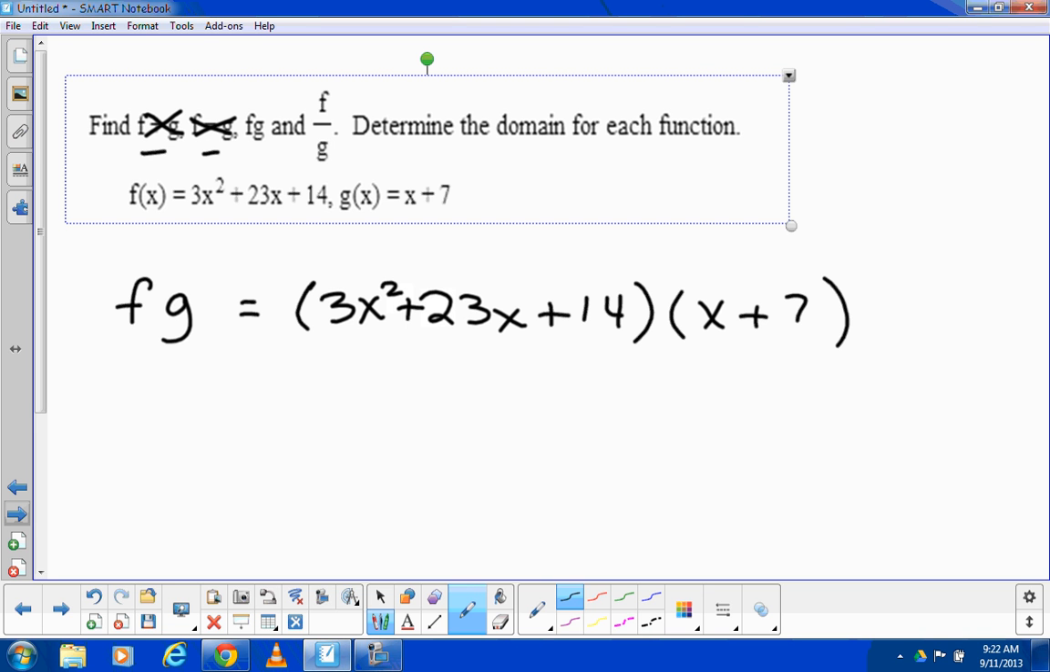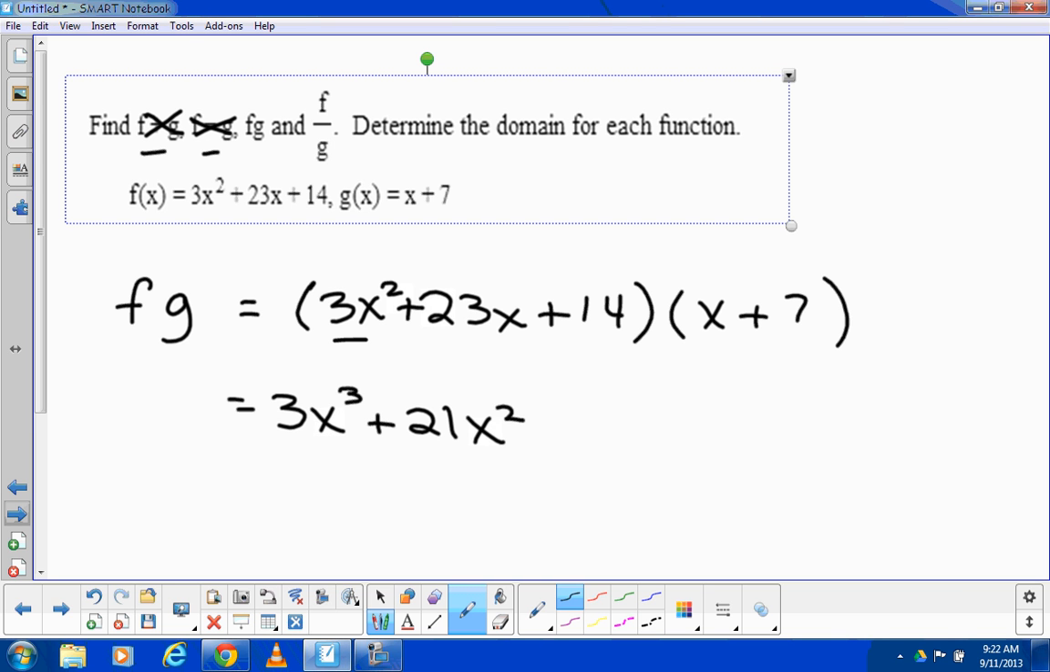So what I can do is I can take 3x squared and distribute it to x plus 7, and then take 23x and distribute it to x plus 7, and then take 14 and distribute it to x plus 7. Okay, so we'll multiply 3 different times and distribute. All right, so start with 3x squared. 3x squared times x plus 7 would be 3x cubed, plus 21x squared.